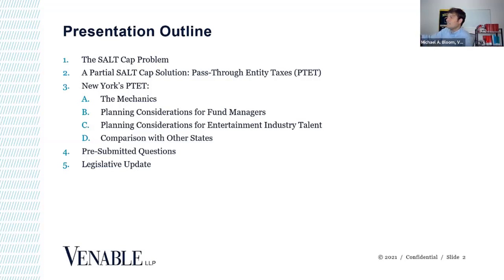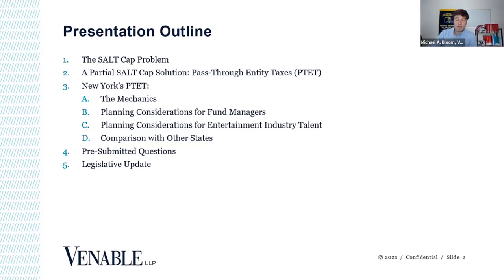And Section 4 will highlight some of the big differences that we've seen between pass-through entity programs enacted by the states. And Walter's going to talk more specifically about that. Section 4 is pre-submitted questions. Again, thanks for those who submitted questions. And then lastly is the legislative update. Where are we going with this? Because this is a moving target.